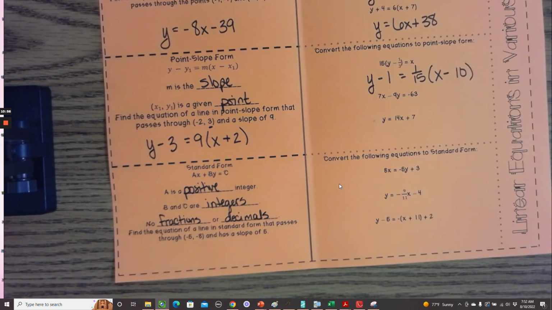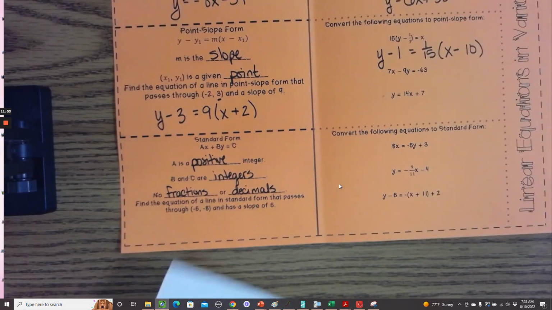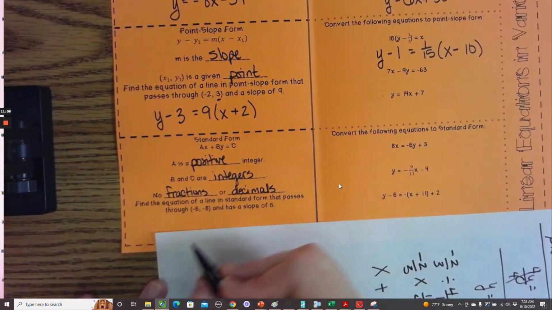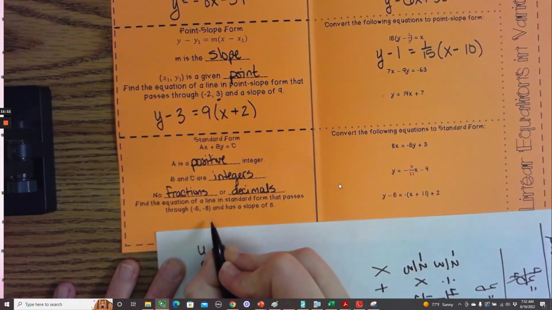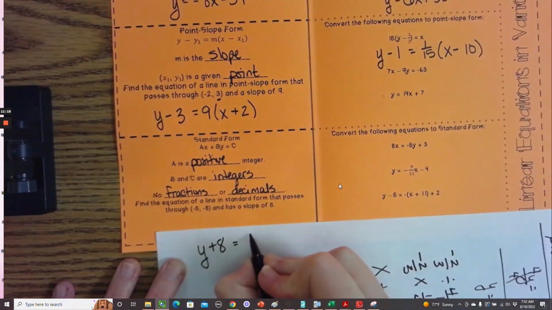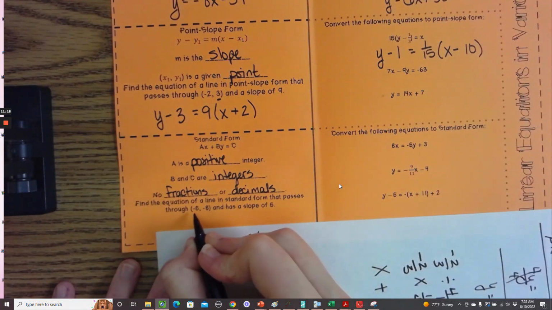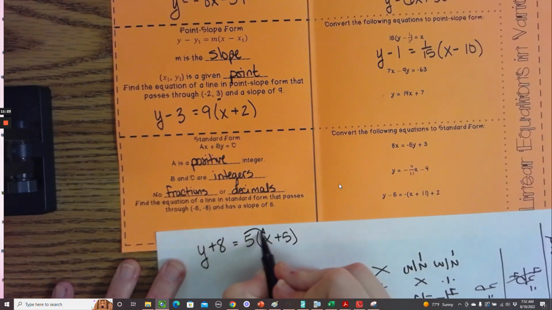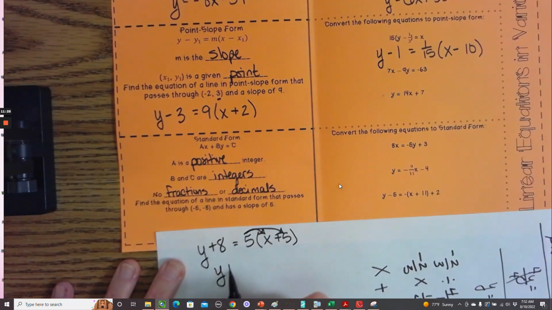Find the equation of a line in standard form that passes through -5, -8, and has a slope of 5. So for one like this, given the information, I'm going to write this in point slope form. So y minus a -8, so plus 8, equals slope of 5, x minus a -5, so plus 5. I'm going to simplify this out. So 5 times x is 5x, 5 times 5 is 25.